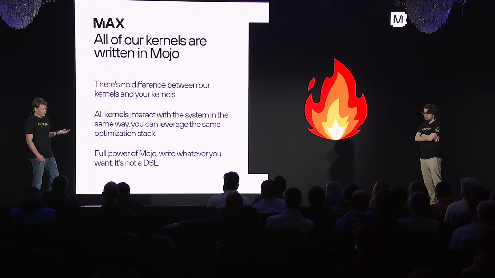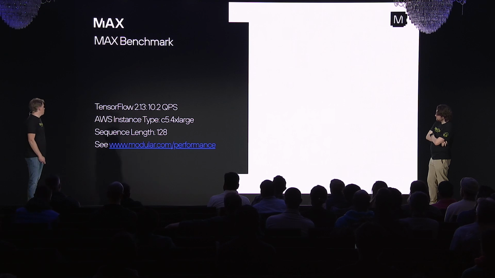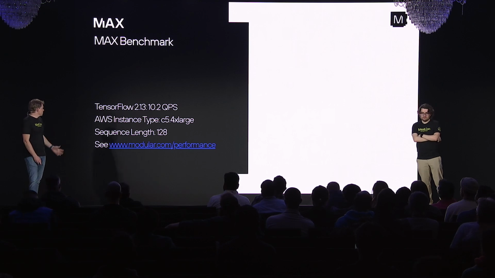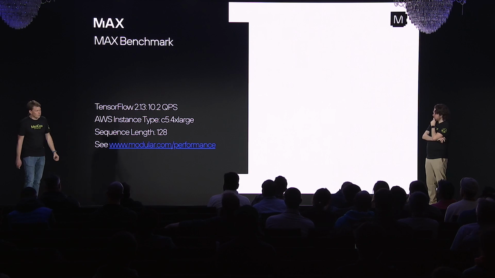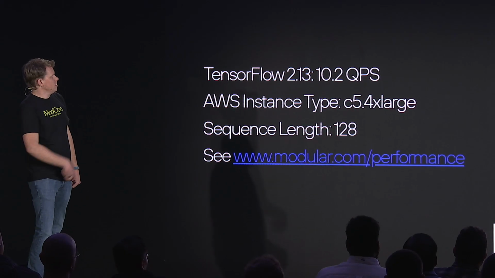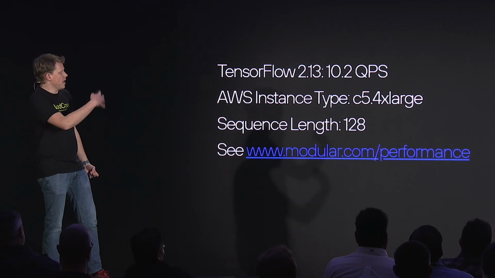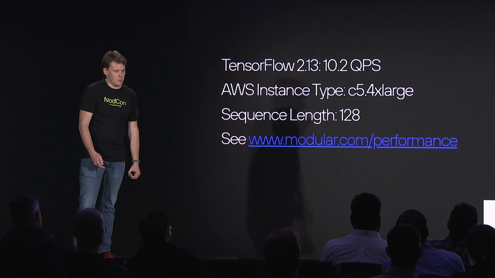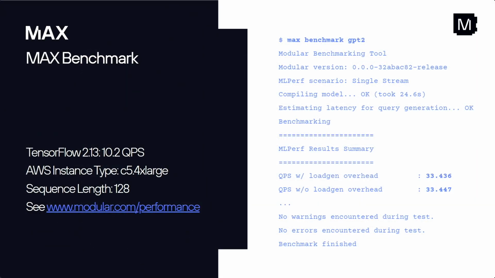Why should you care? We picked a random model from our public domain. For a particular Skylake instance, TensorFlow 2.13 on GPT gets 10.2 QPS. This is using the tool to benchmark the same TensorFlow file in Max. You can see easily a 3x speed up. But more importantly, it's not just bigger models. Stephen, you want to take the next one?